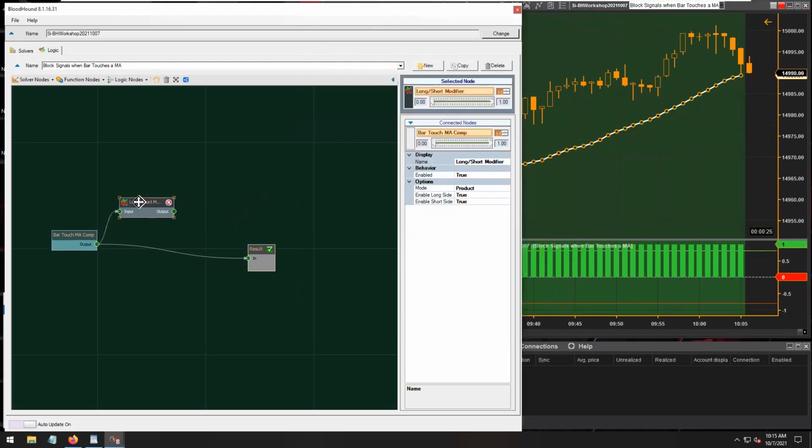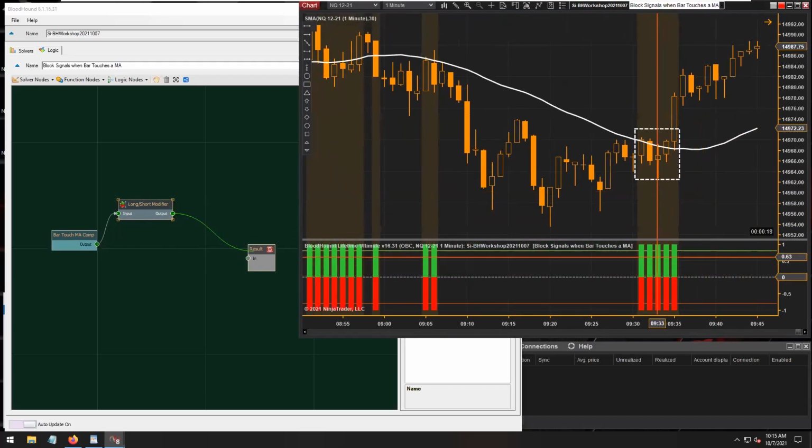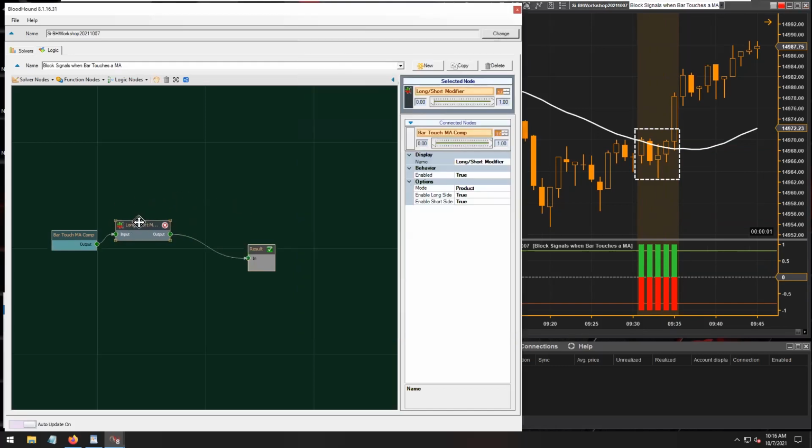And then our long short modifier here just kind of cleans up the output so that we're only left when we have long and short together, right? And that's how we can identify. So this is identifying when a bar touches, but it's not blocking signals. It's only allowing signals when price touches. So we just need to reverse everything going on here. So we'll do that here in just a second.